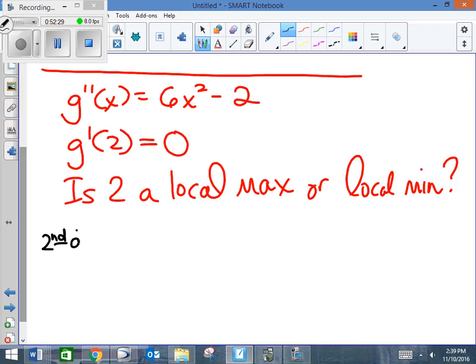F double prime is continuous near c. If f prime of c equals 0 and f double prime of c is greater than 0, then it is a minimum.